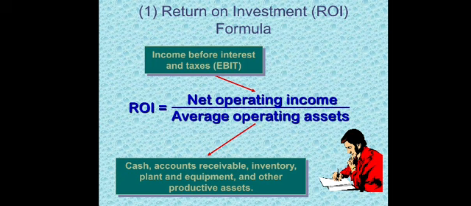Okay, see the green box there. And then average operating asset. What does it mean by average operating asset? You know the definition of assets. Assets are cash, account receivable, inventory, plant and equipment, and other productive asset. Average operating asset means the beginning balance of asset at the beginning of the year plus the ending balance of asset, or the total asset at the end of the year, divided by 2. That is why we call it average: average operating asset equals beginning asset plus ending asset divided by 2.